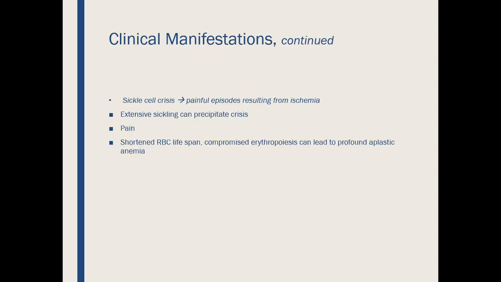Your sickle cell crises are painful episodes that result from ischemia, like we talked about. They can last an average of 4 to 6 days. Extensive sickling can precipitate a crisis. Pain, you want to ask about the intensity of it, duration. Often this depends on the patient and the location of the pain. It can be a generalized pain or a local pain, like to a wrist, knee, or back. They may also need opioids and PCA pumps, which is your patient-controlled analgesic.